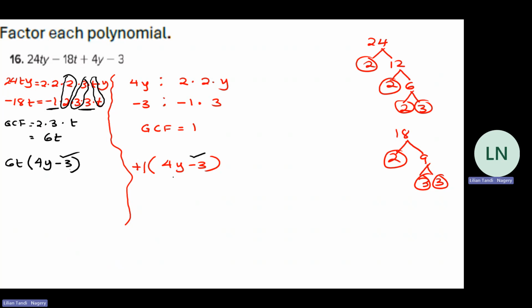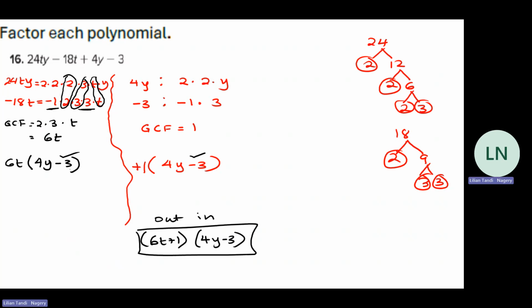My insides are the same. So let's write our answer. Out, in. Out is who? 6t plus 1. In is who? 4y minus 3. Okay? And you box your answer.